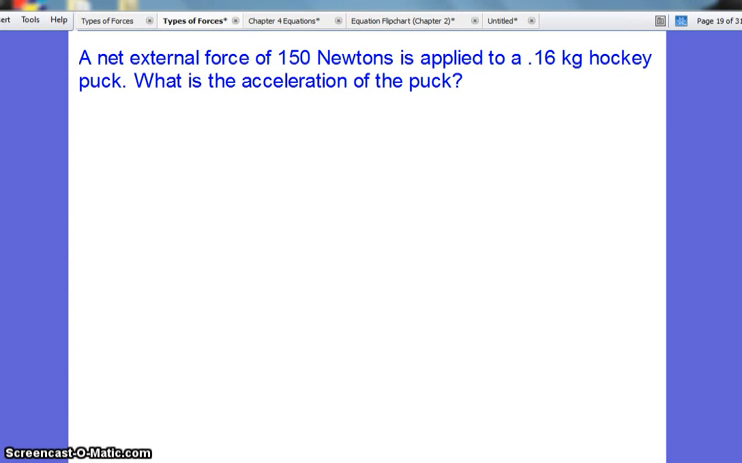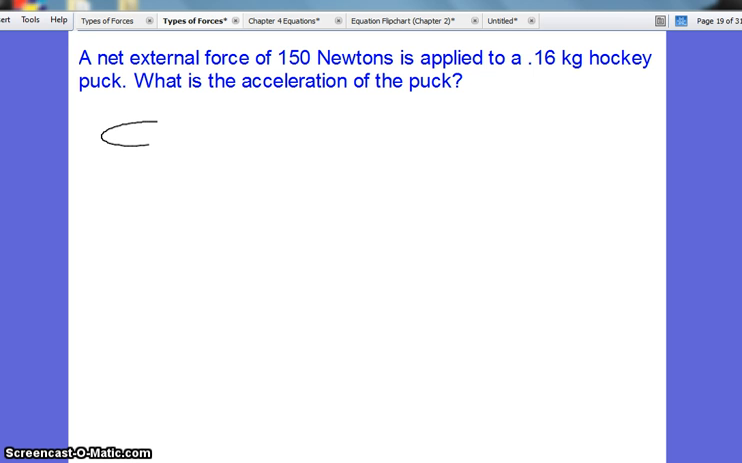Up until now, with all of our force problems, we've been using geometry and trigonometry in order to figure out our components and our overall total. In this case, we're going to be using Newton's second law. It says a net external force of 150 newtons is applied to a 0.16 kilogram hockey puck. What is the acceleration of the puck?